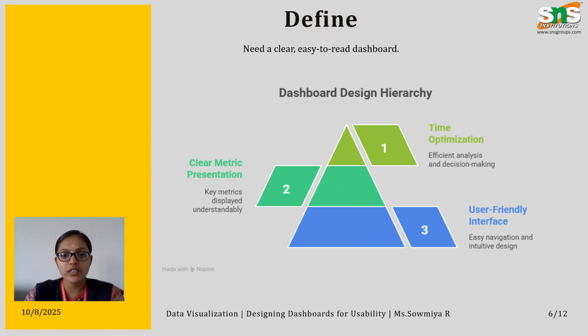The next phase is define. Here we summarize our observation into a clear problem statement. Ria needs a clear, easy to find dashboard that simplifies the data and supports quick decisions. This one statement becomes our design compass. Every idea we generate must align with this goal.